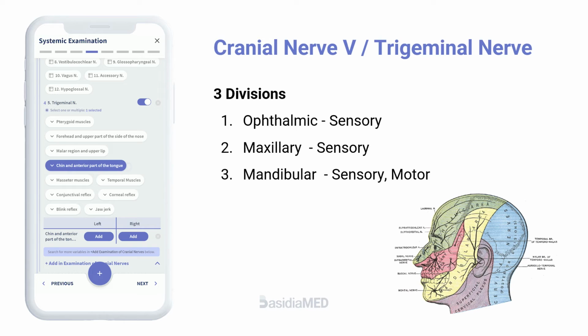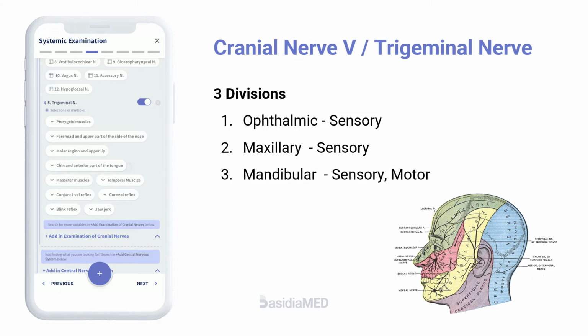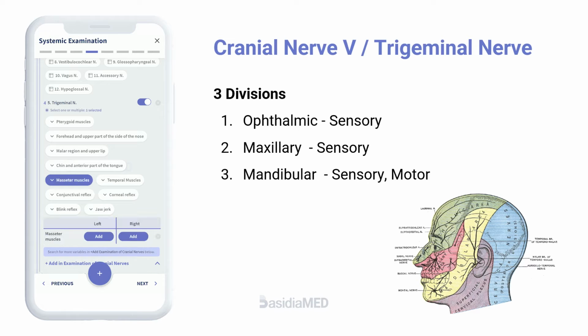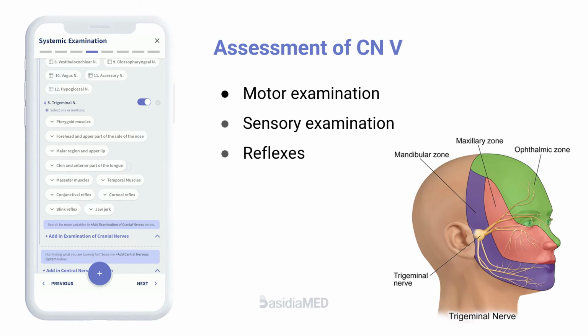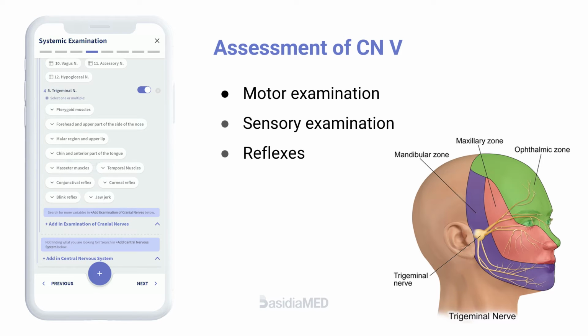The mandibular division supplies sensations to the lower part of the face, the lower lip, ear, tongue, and lower teeth. The mandibular division gives motor supply to muscles of mastication, tensor tympani, tensor veli palatini, mylohyoid, and anterior belly of the digastric muscles. Assessment of the trigeminal nerve involves motor examination, sensory examination, and reflexes.